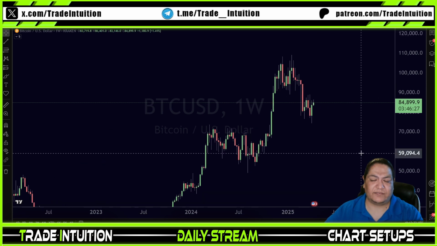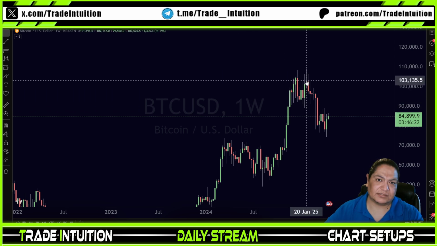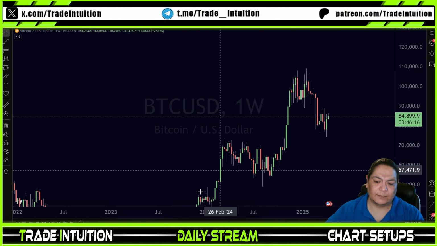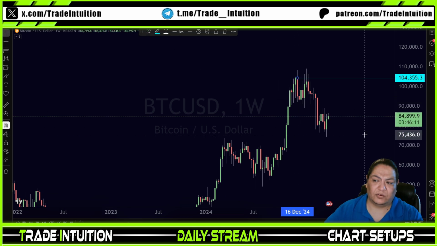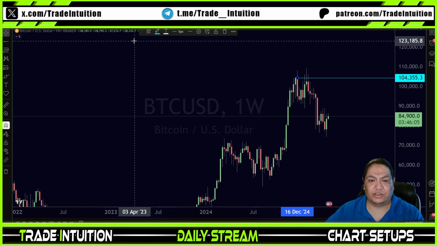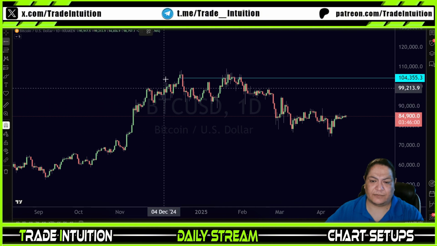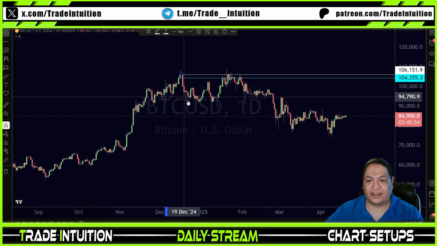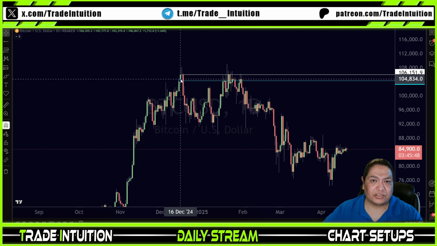Now, one thing that we do have to understand is that on a higher time frame, these wicks are wicks. However, on a lower time frame, these wicks are actually candle bodies. So for example, if I were to use this level right here, 104.355, this would not be a level that would work on a daily. If we go to the daily time frame, we can see the level slightly higher, and that is because the wick is on the higher time frame. So this depends on your outlook.